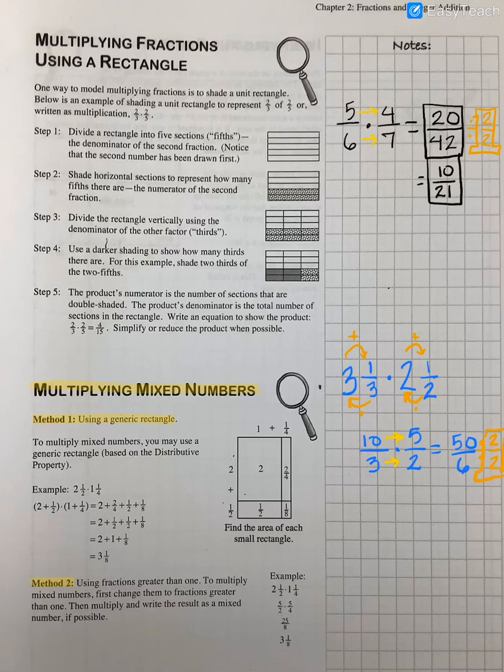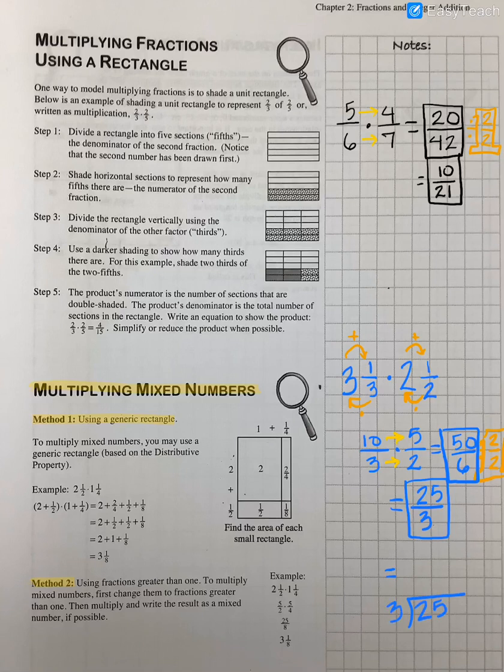So 50 divided by 2 equals 25. 6 divided by 2 is 3. So we've come up with one possible solution, 2 possible solutions. The last possible solution is to rewrite it as a mixed number. To do that, we put the top number in the box and divide.